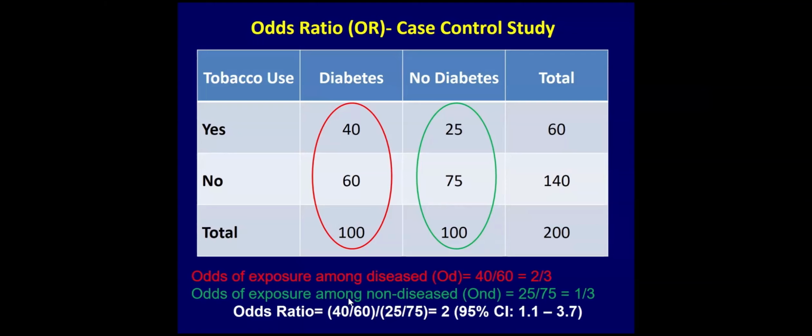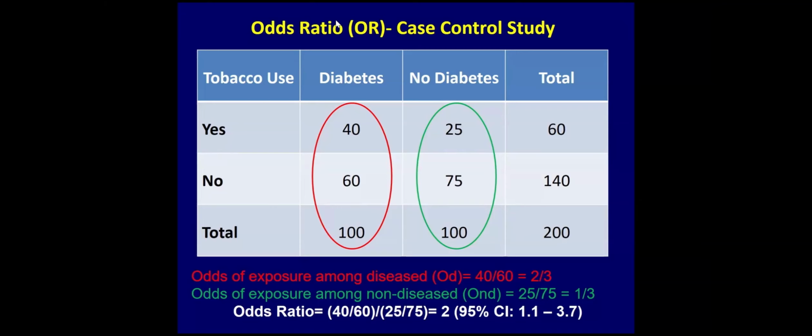Again, odds ratio is just a summary statistic. When you add a confidence interval to it, it becomes an inferential statistic. By just looking at this odds ratio and confidence interval, can someone describe this to me? What does it mean? Just unmute and tell. What does it mean?